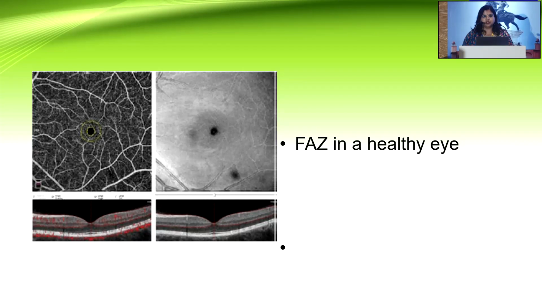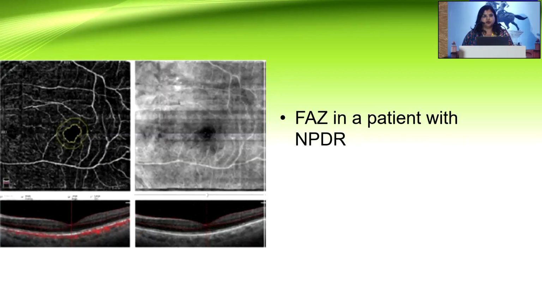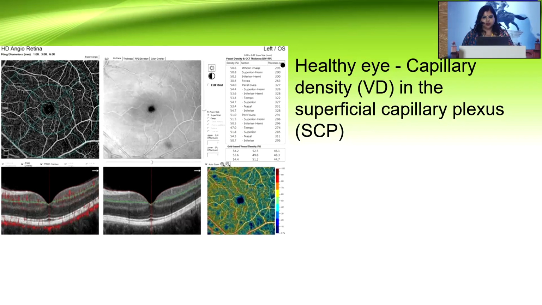So this is FAZ in a healthy eye. And this is FAZ in NPDR, which is evident by enlargement. And this is the capillary density in the superficial capillary plexus. I'm just showing you the images.